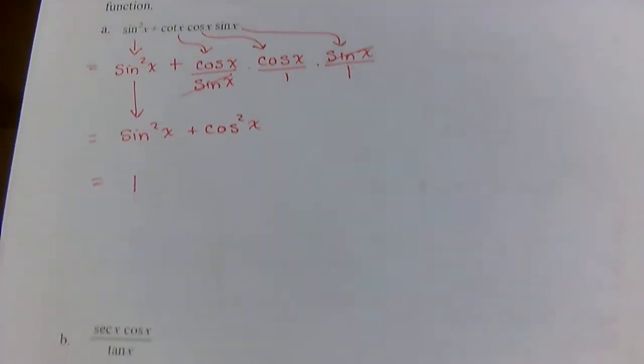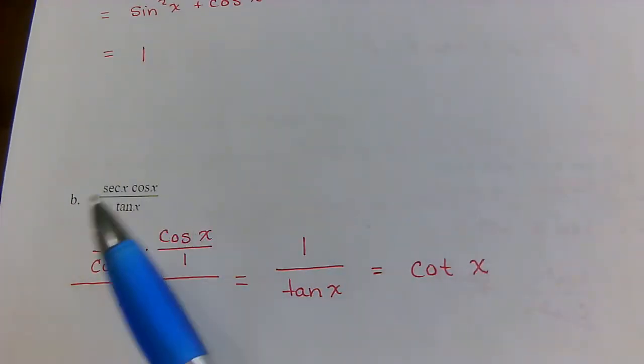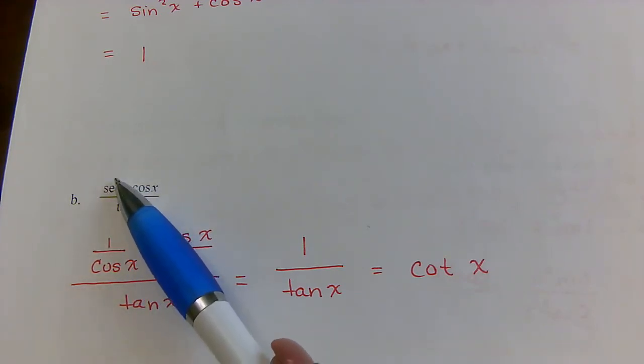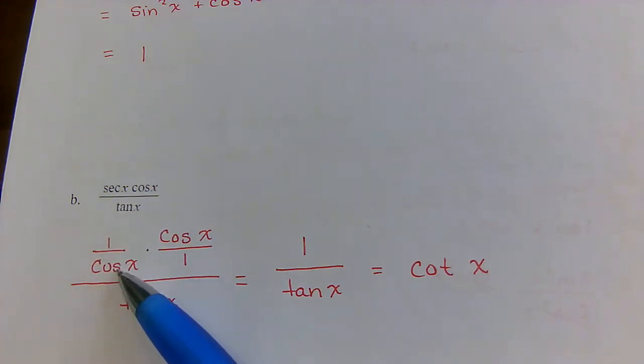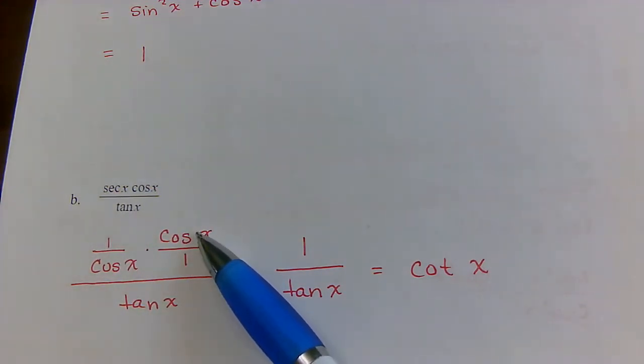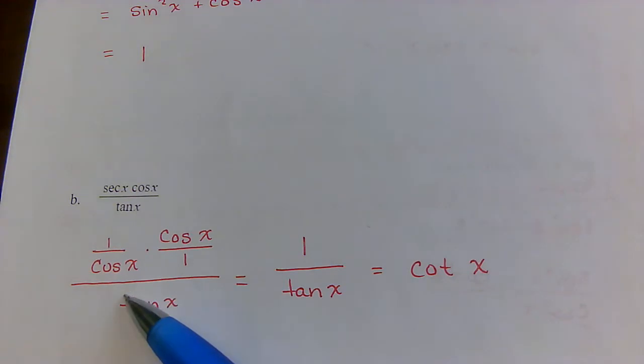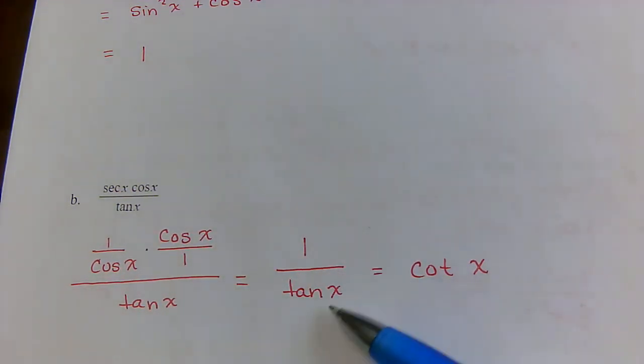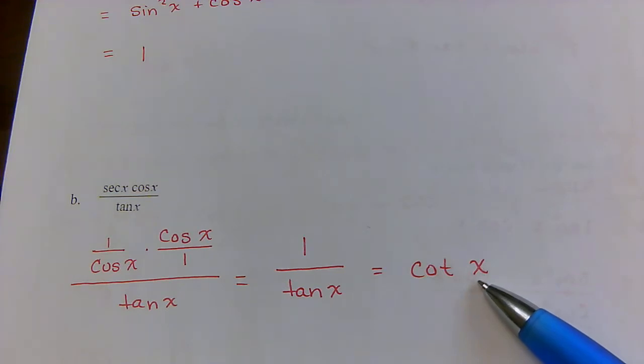All right, part B. Okay, secant times cosine divided by tangent. All I did here was convert each one. Secant is the same thing as 1 over cosine. Cosine is just cosine. And then tangent I left in the denominator. These two cancel out, leaving 1 over tangent, and I just simplified it to cotangent.